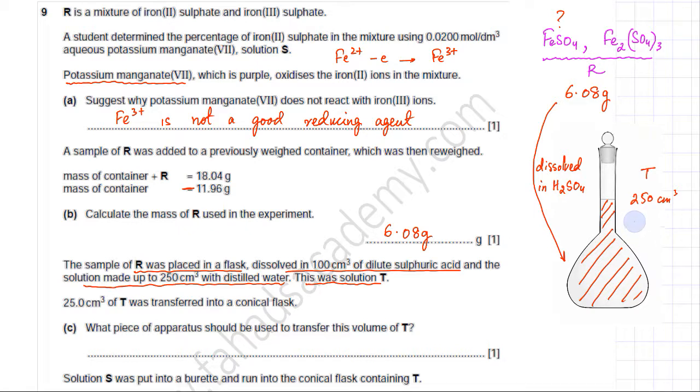And what does T contain? It contains two types of ions. One is Fe2+ aqueous ions. They would be present coming from FeSO4 when you dissolve FeSO4, and the other one is Fe3+ aqueous, and that is coming from the iron(III) sulfate salt that is being dissolved in this volumetric flask. So these two ions are present in the solution T, which has a volume of 250 cm³. And solution T was obtained when the sample of R, the 6.08 gram sample, was dissolved in sulfuric acid.